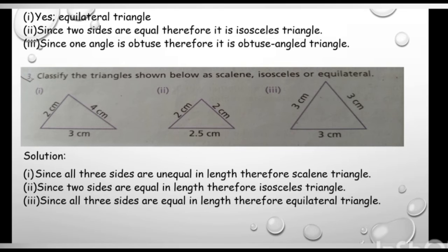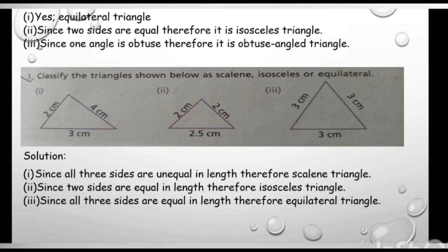Look at the part number 1. Here you are given a triangle with all three unequal sides. One side is 2 centimeter, the other side is 3 centimeter, and the other side is 4 centimeter. So see the line below, the line solution. The part 1 is, since all three sides are unequal in length, therefore it is a scalene triangle. Okay, now look at part 2.